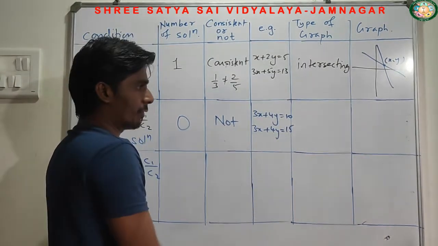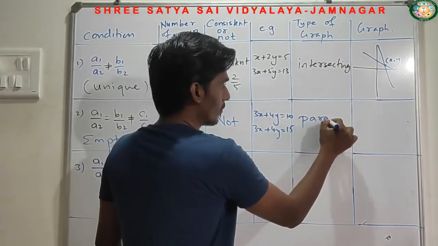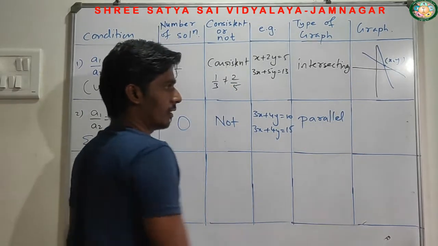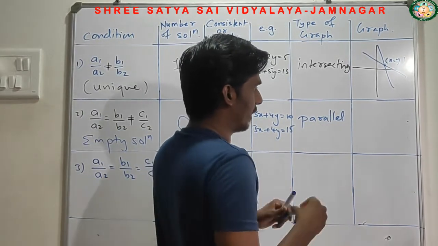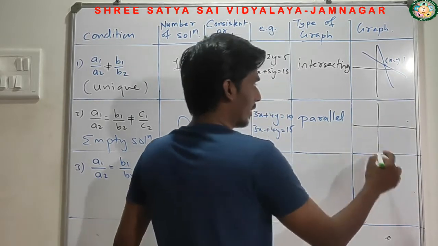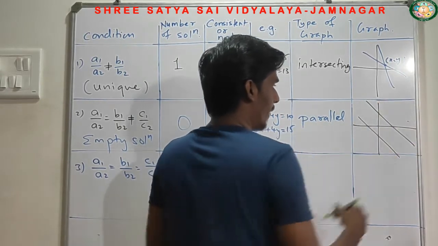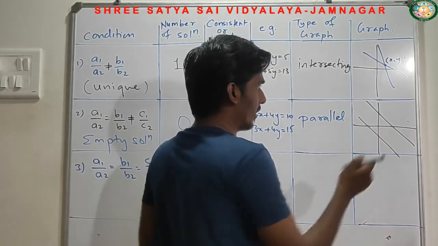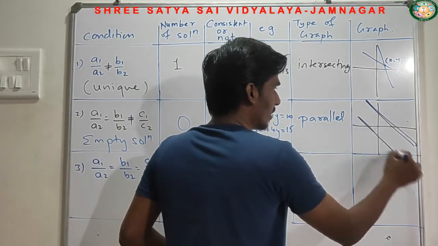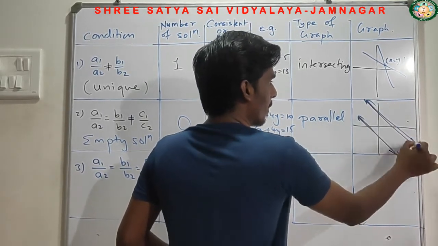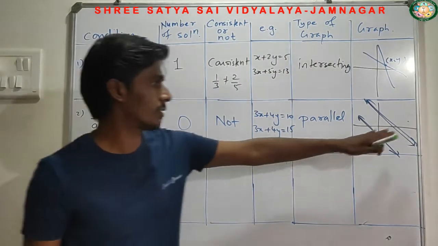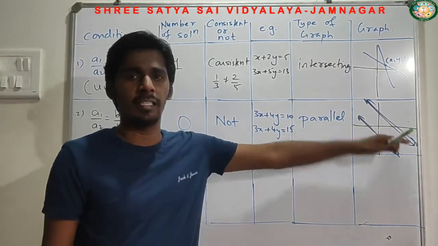Now the type of graph is what? Always parallel. Just a rough diagram for the graph, it will always be parallel. These are the lines, and these are always parallel to each other. By seeing these parallel lines, you can see that it has no solution.